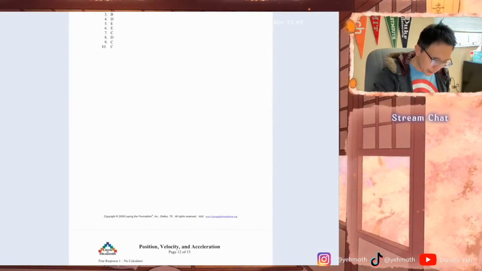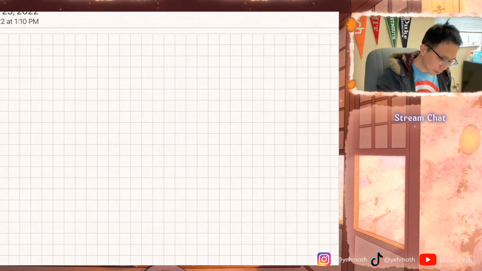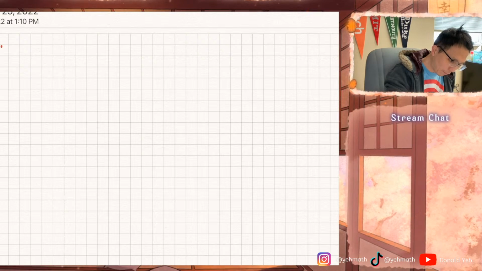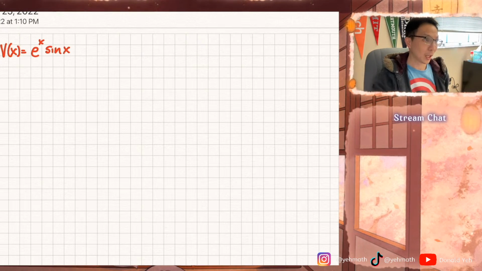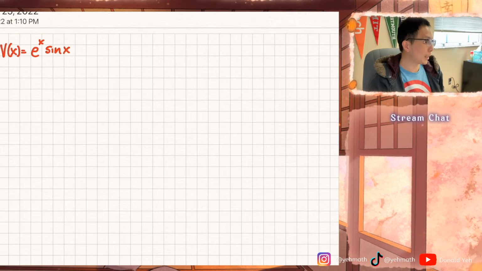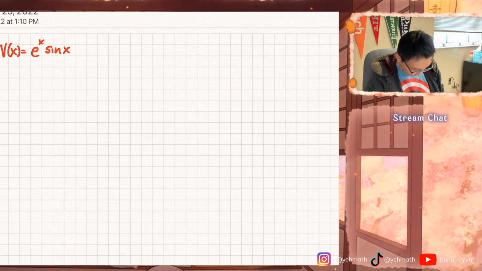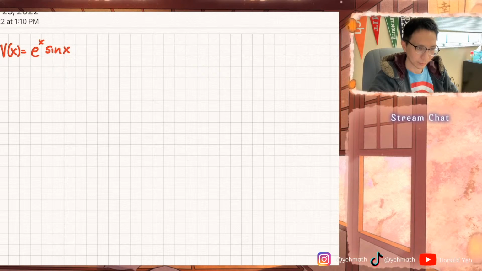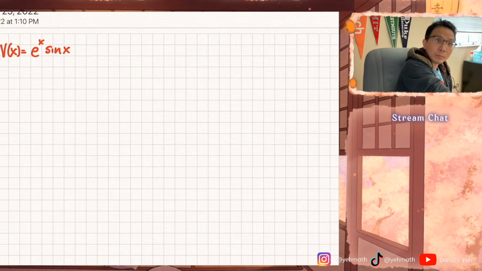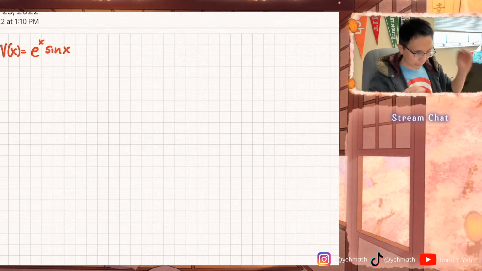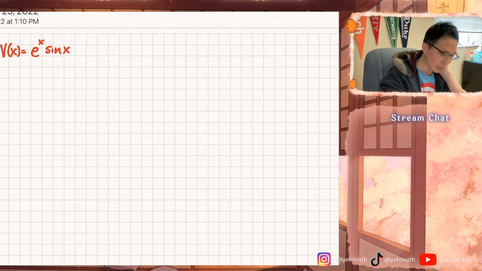Okay, so what we're going to do is say there is a particle. I'm going to write my own FRQ questions, and this equation is going to be v of x equal to e to the x times sine of x. It's just a particle moving to the left and right.